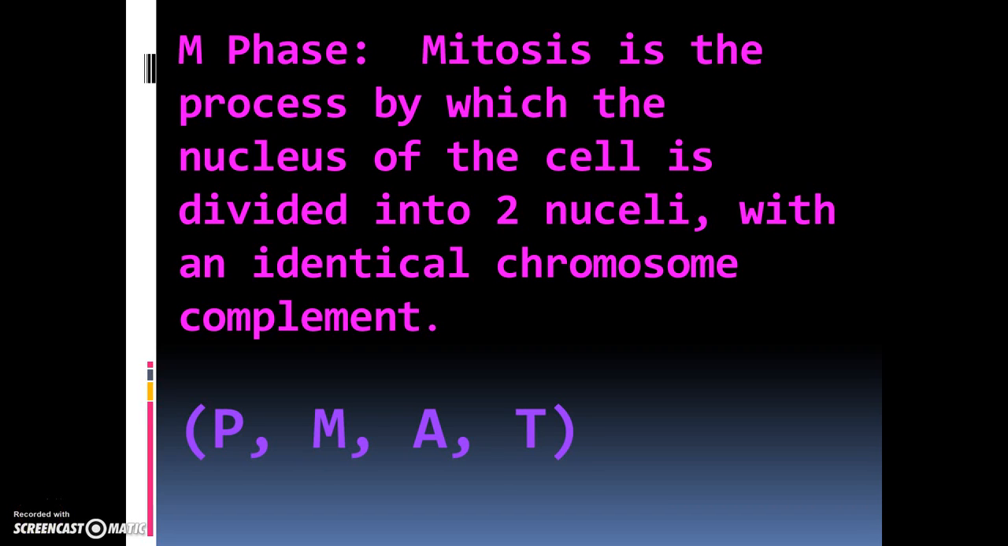Alright, so jumping back into the M phase, which represents mitosis. So we know this is really focusing on dividing the nucleus, so nuclear division. So we're trying to divide the DNA into 2 nuclei. And when we're done, our goal is to have identical chromosomes in each of them. So our goal for mitosis is to make 2 genetically identical daughter cells. So we know we have PMAT, like we talked about before, prophase, metaphase, anaphase, telophase.